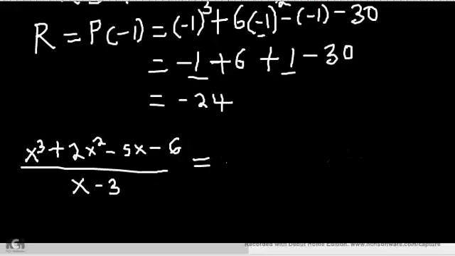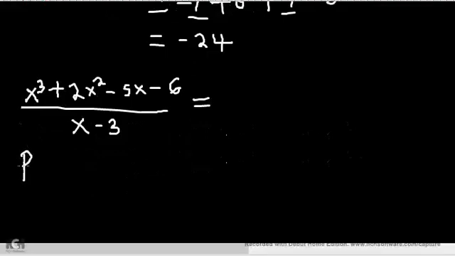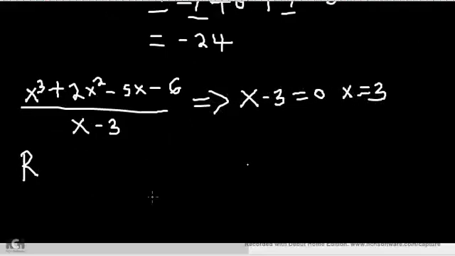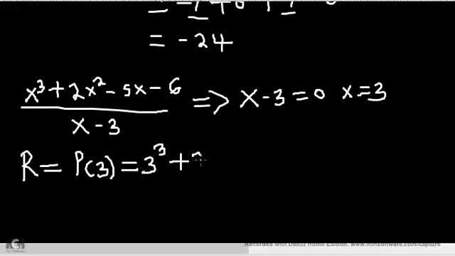We're looking for the remainder, right? You know very well that if I want to get the value of x, x minus 3 is equal to 0, so x is equal to 3. To get this remainder, I'll do p of 3. So any place I see x, I put 3. That's going to be 3 raised to the power 3, then plus 2 into 3 raised to the power of 2, then minus 5 into 3, then minus 6.